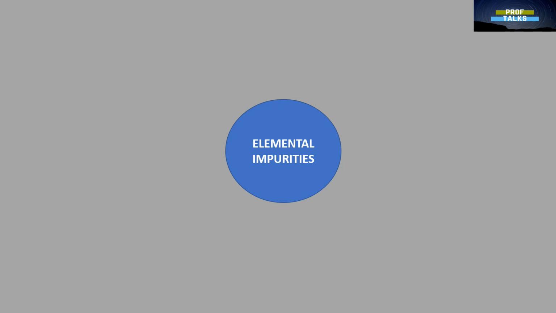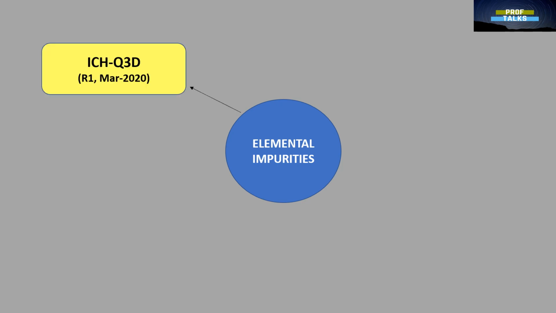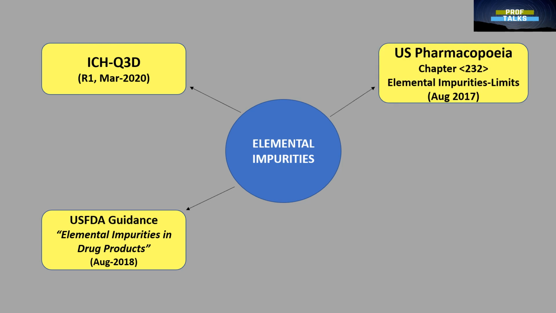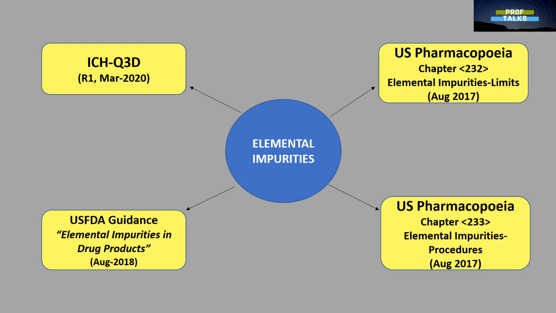If we look at the elemental impurity guidelines, there are four important guidelines, the first of which is ICH Q3D revision 1, which was issued in March 2020. Second is the USFDA guidance on elemental impurities in drug products of August 2018. There is also US Pharmacopoeia Chapter 232 for elemental impurities limits, which was published in August 2017, and US Pharmacopoeia Chapter 233 for elemental impurities procedures of August 2017. It should be noted that US Pharmacopoeia has removed Chapter 231 on the introduction of Chapters 232 and 233. Chapter 231 was limited to the reduction of heavy metals.